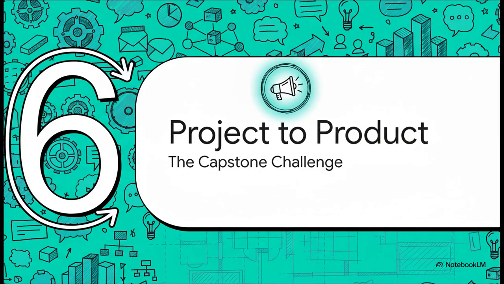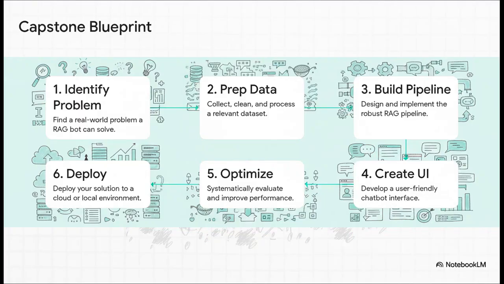Now, let's just zoom out for a second. This entire process that we've just walked through, it's not just a cool science project. It's a complete, end-to-end blueprint for building a real-world product that solves real-world problems. And here it is, the full blueprint. It starts with identifying a problem worth solving. Then it moves through all the steps we've talked about: acquiring and preparing data, developing the RAG pipeline, and building the interface.